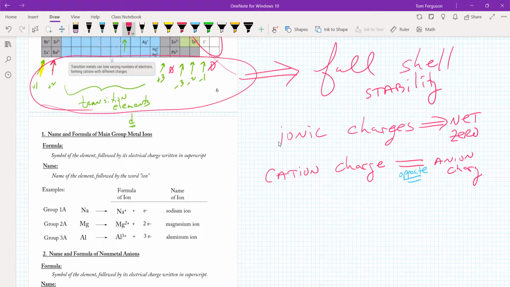So if we have a +3 here, we have to have a -3 there. Now that's collective of all of the cations and all of the anions. Collectively, we have a net charge of 0. And again, there are no exceptions here.